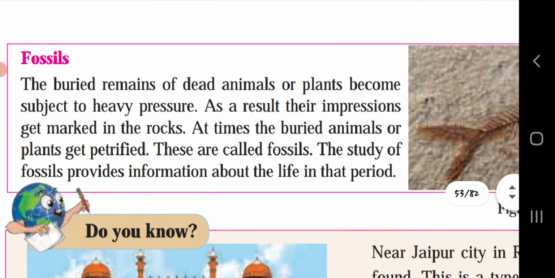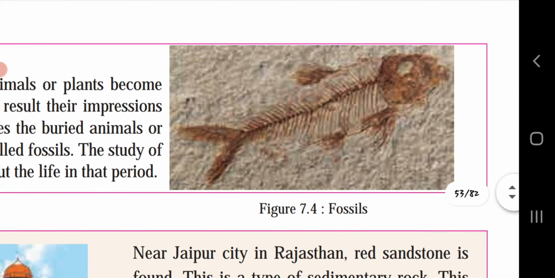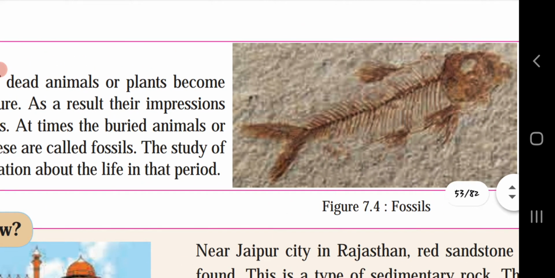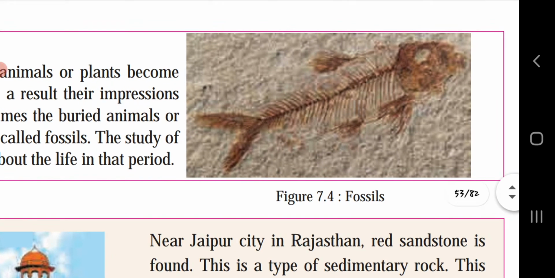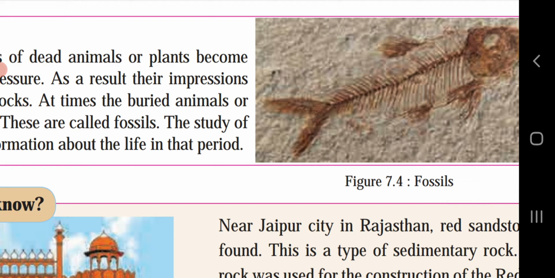The buried remains of dead animals or plants become subject to heavy pressure. As a result, their impressions get marked in the rocks. At times, the buried animals or plants get petrified. These are called fossils. The study of fossils provides information about the life in that period. So, this type of marks we can see, as the buried animals give a shape to that particular rock, as it is a brittle type of rock. So we can come to know about the life period of this rock.